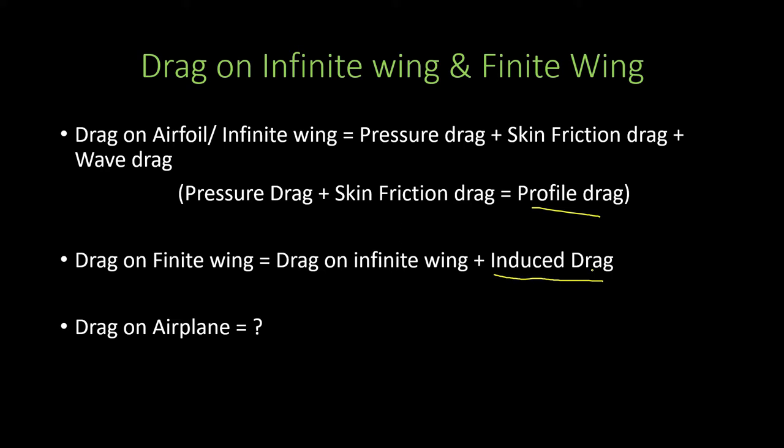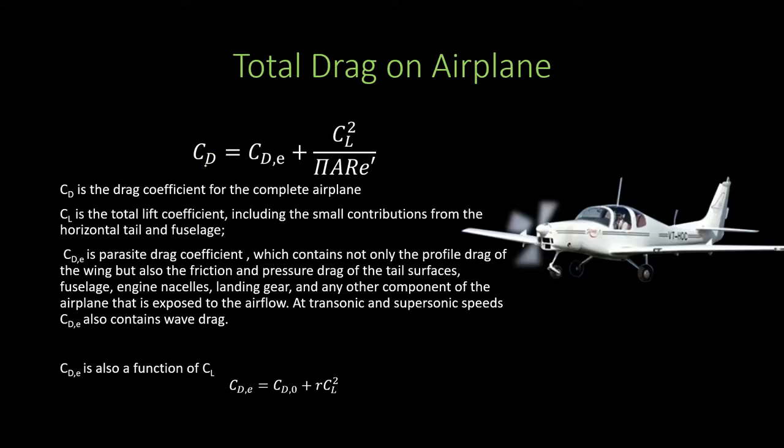So when we are talking about the full airplane, the total drag coefficient on the airplane is CD is equal to CDE plus CL square by pi AR e. Now this is the induced drag term. In our previous video we learned this is the formula for induced drag. So the total drag coefficient CD is equal to CDE plus CDI, where CD is the drag coefficient of the complete airplane. CL is the total lift coefficient, including small contribution from the horizontal tail as well as the fuselage.